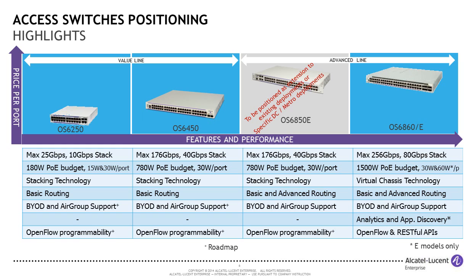But I think a couple of contrasts are in order here. So first of all, the top line here, we're showing that the 6860's total throughput is almost twice that of the 6850E. Its stacking capability is doubled over 6850E. Its PoE budget is nearly double that of the 6850E. You can now run PoE Plus on every single port in a switch.